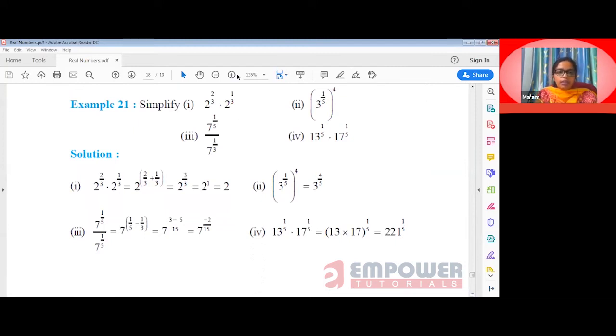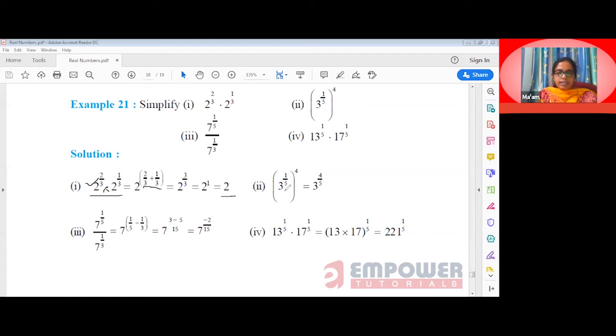Okay, now in this case, the first one, you have the same base, different exponents, and there is a multiplication sign. So I will just add those two. So this will be 2 by 3 plus 1 upon 3. Since I have the same base, I can directly add those two numerators, and that will be equal to 3 upon 3. So 2 raised to 3 upon 3 will be equal to 2 raised to 1. So that is equal to 2.